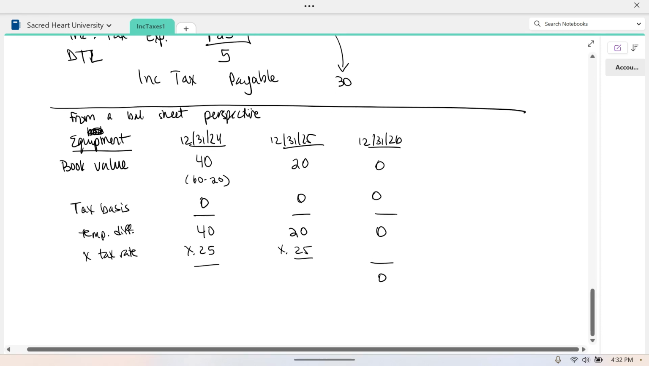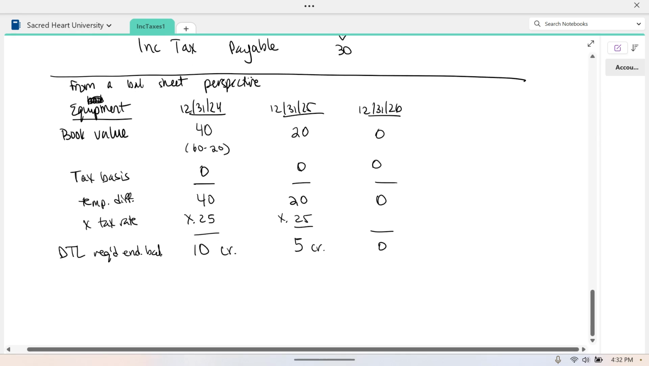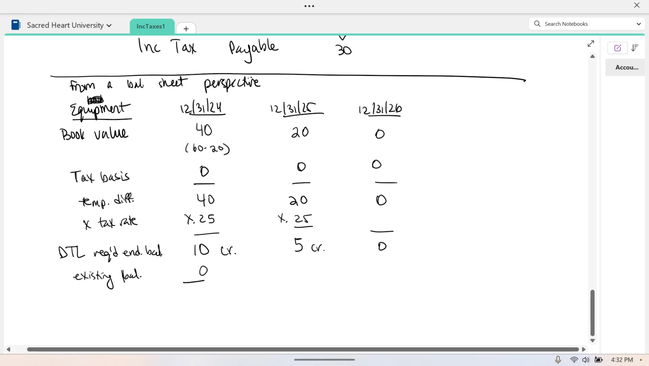And this is the required ending balance in the deferred tax liability account. It's going to be 10. We have to remember this is a liability, so it needs to be a credit. 10 needs to, in 2025, this needs to be a credit of 5 and then nothing. In order to get what is the amount that we need to put into our journal entry for our income tax provision, we need to look at what is the existing balance. And so when we start off, we have nothing, then we have 0. And so we need to record 10 credit.